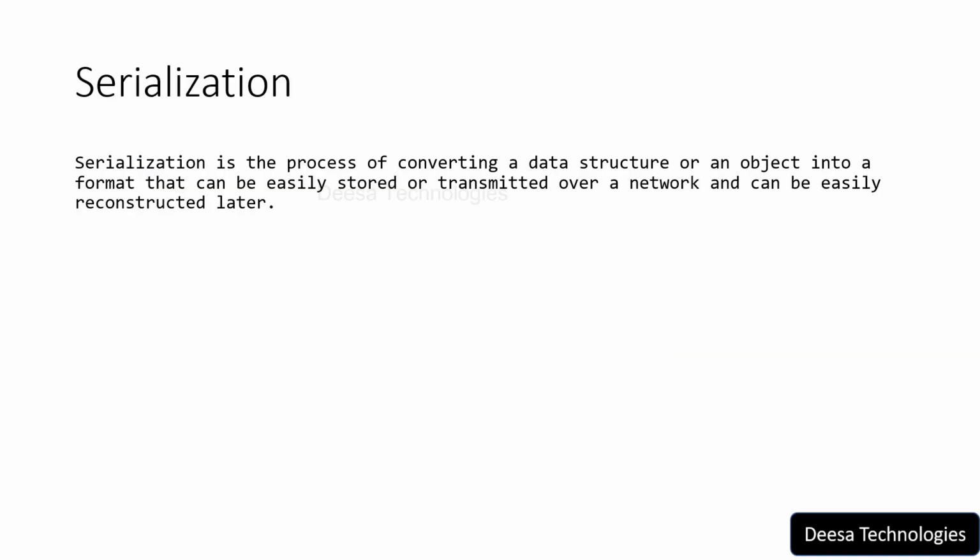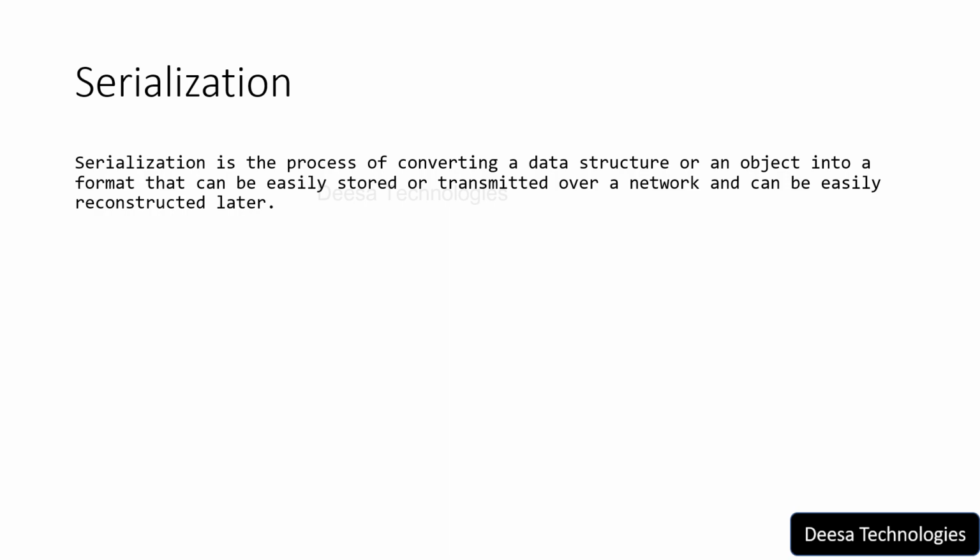In this session, we look at the serialized file formats, and before that, let's understand what is serialization. Serialization is the process of converting a data structure or an object into a format that can be easily stored or transmitted over a network, and it can be easily reconstructed at a later point of time. So, that's the definition of serialization.